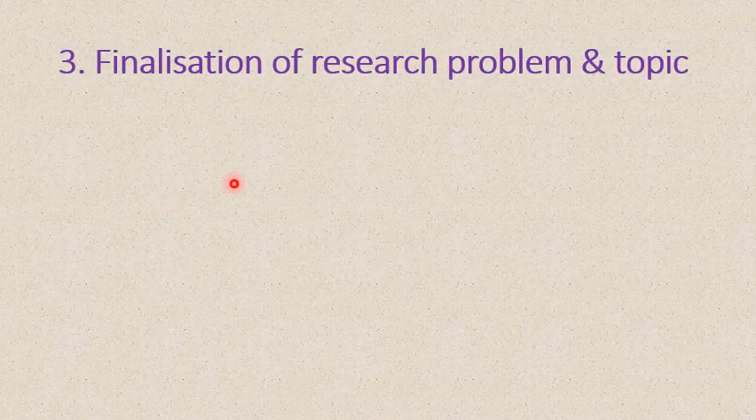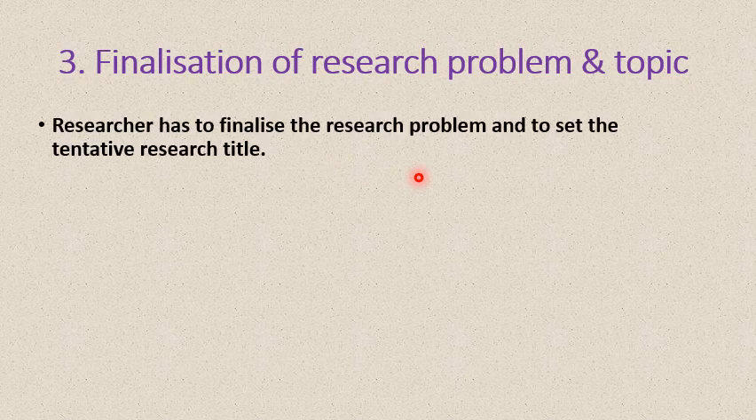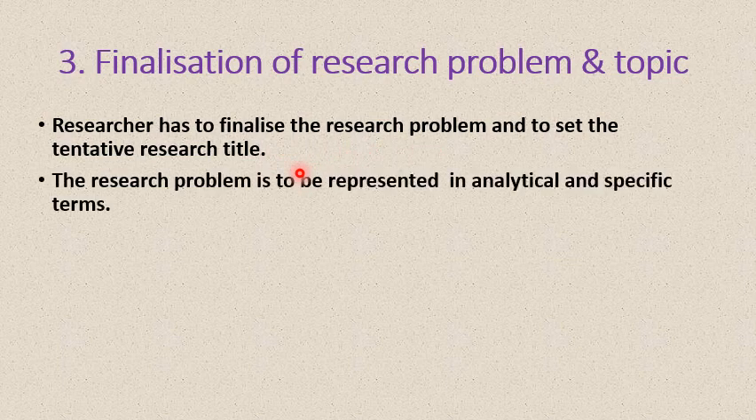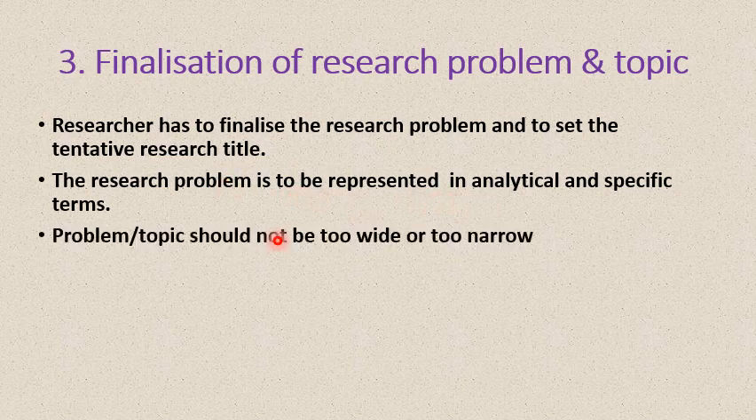Third step, finalization of research problem and topic. Then on the basis of the initial review of literature, the researcher has to finalize the research problem and to set the tentative research title. The research problem is to be represented in analytical and specific terms.